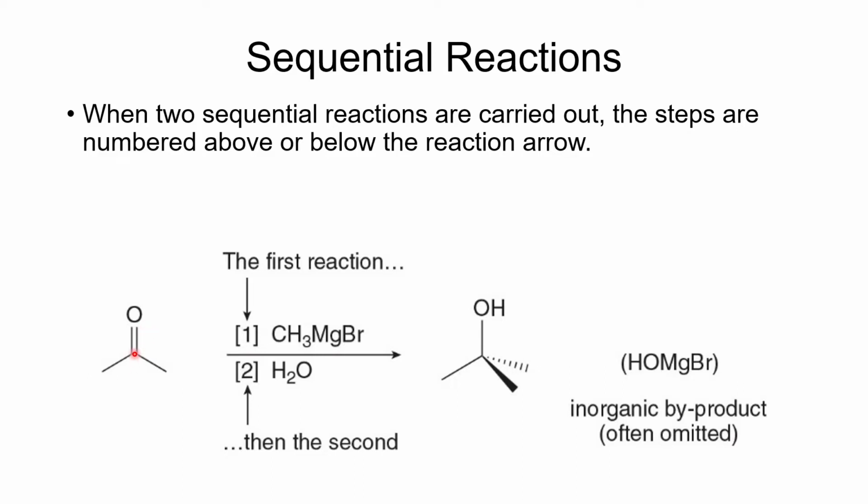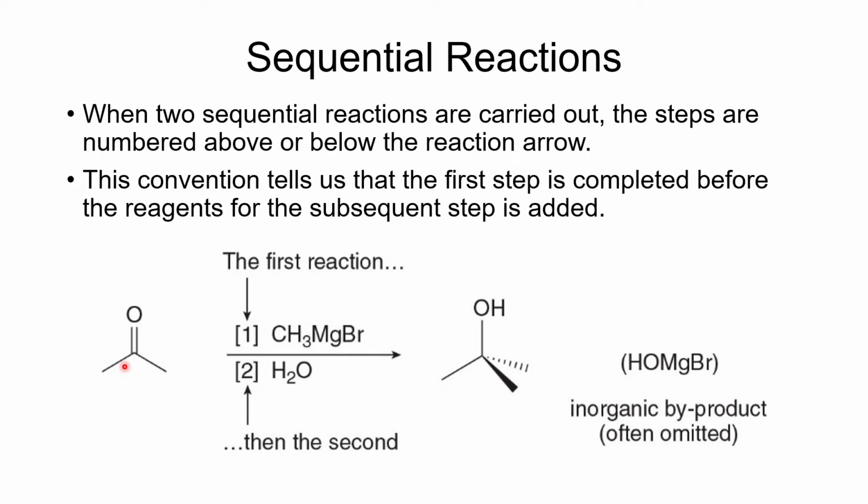But here on the left, we've got acetone. When we add this Grignard reagent, CH3MgBr, to the acetone, it reacts and it gives us an intermediate. And then we add water, and the water reacts with that intermediate. If you were to add these two chemicals at the same time, these two things would react with each other before they ever had a chance to react with the acetone. So it's important to pay attention to those numbers, because often we purposely don't add them at the same time because it would mess up the reaction.